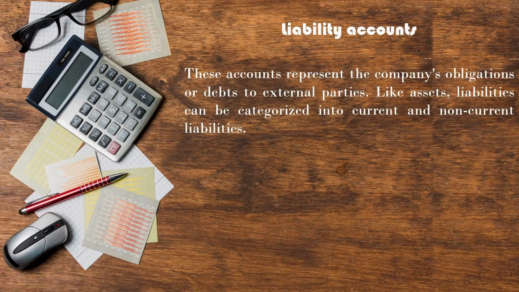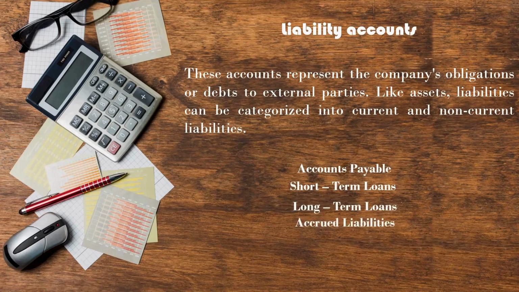Short-term liabilities means the amount which we need to pay to the creditor, that is the accounts payable, which comes under short-term liability. And for the long term, if you are taking loans from the banks, it will be long term. First one will be accounts payable, the amount which we need to pay to the creditors. Next, short-term loans, long-term loans, and accrued liabilities, bills, bonds payable.